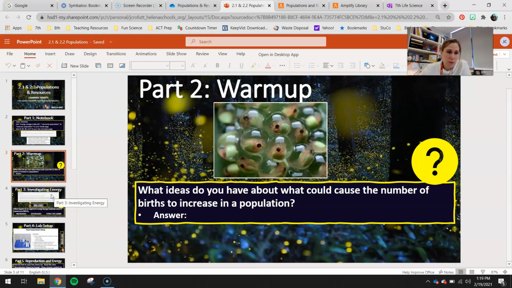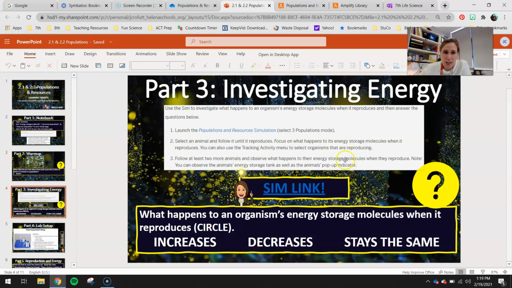All right, moving on, investigating energy. Remember, at any point you need to pause the video to complete a section, please do so. All right, part 3, investigating energy. What I'm going to show you, you don't actually have to do this sim link unless you want to, is we are going to open our sim up. We're going to look at the 3 population mode where we just have the furbills, the wee bugs, and the little plants. I can't remember what the plants are called.